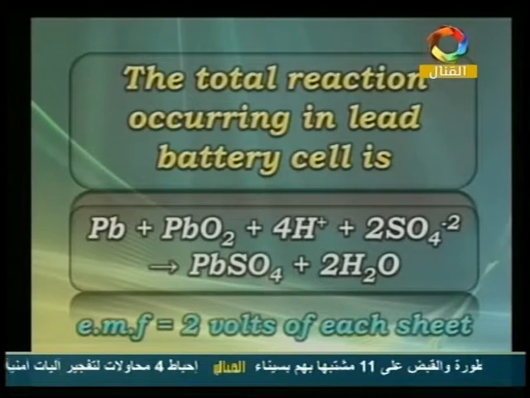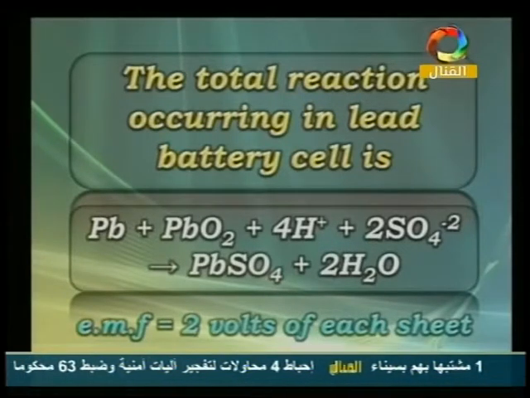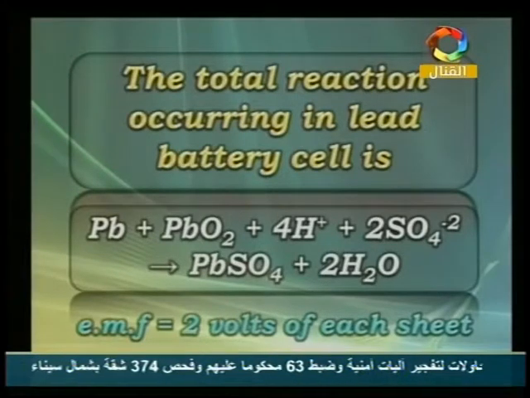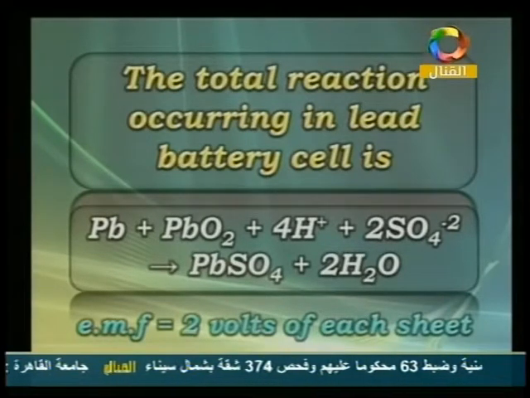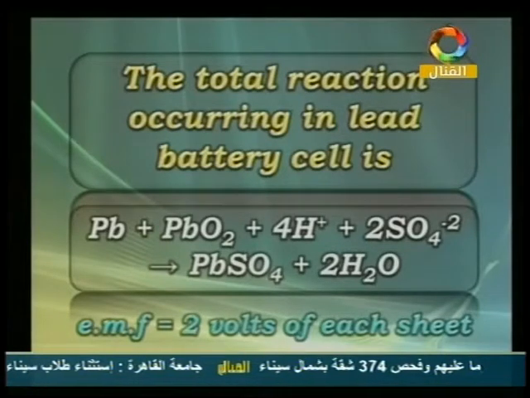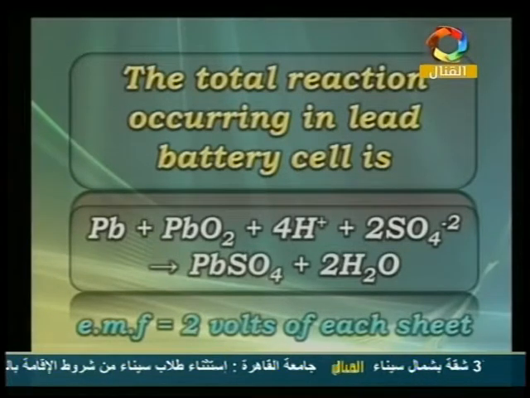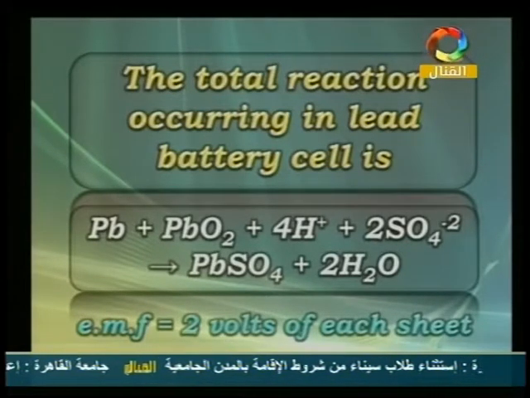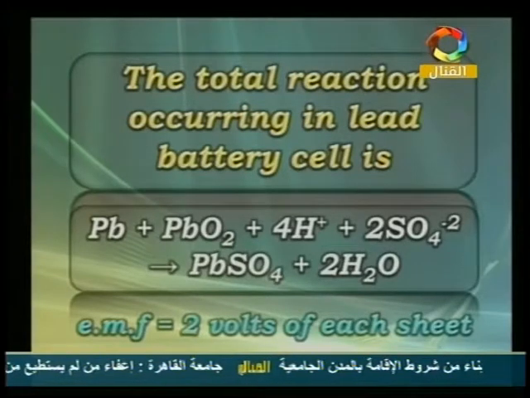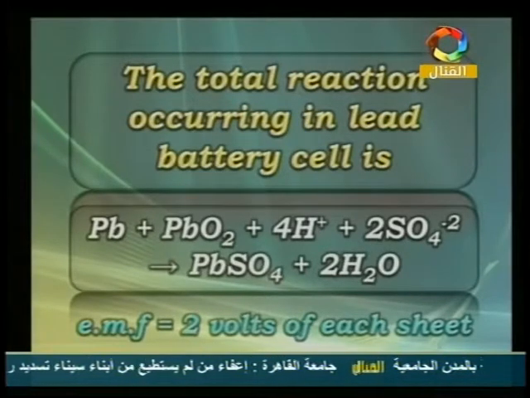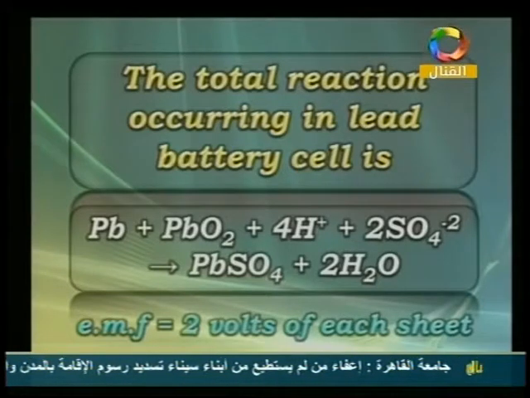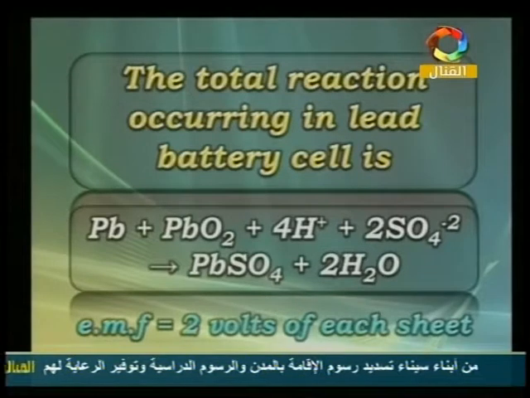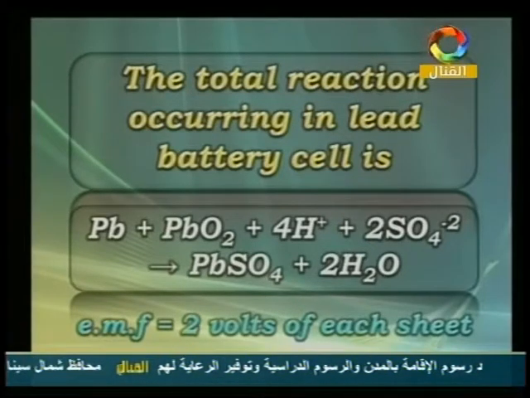as the total value of EMF of the car battery. So lastly, it's very important to know the total reaction occurring in the lead battery cell. It's lead plus lead oxide plus 4H positive and 2SO4 minus 2 as ions. So here we have PbSO4 plus H2O. So the EMF equals 2 volts for each sheet, and the total EMF of the battery equals 12 volts because we have 6 sheets of lead and lead oxide.